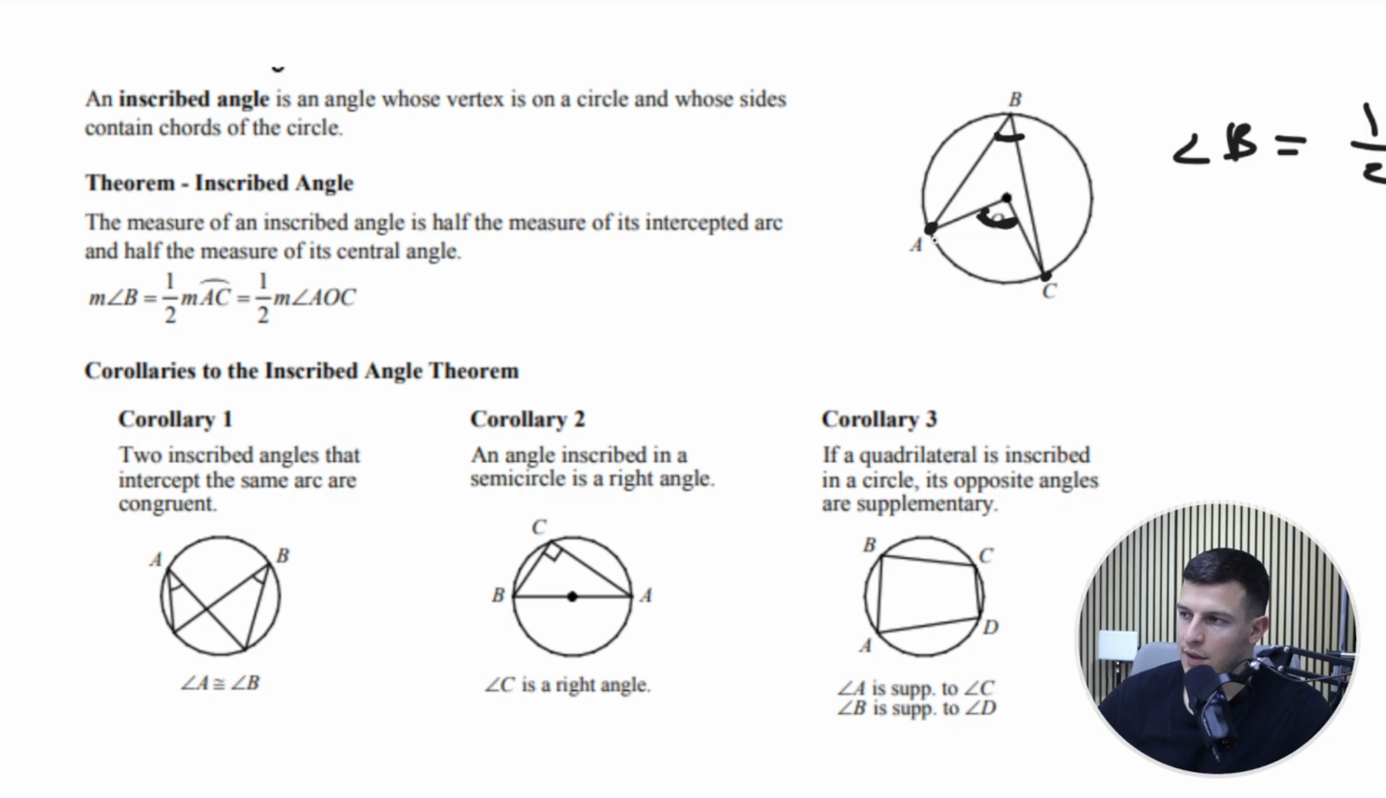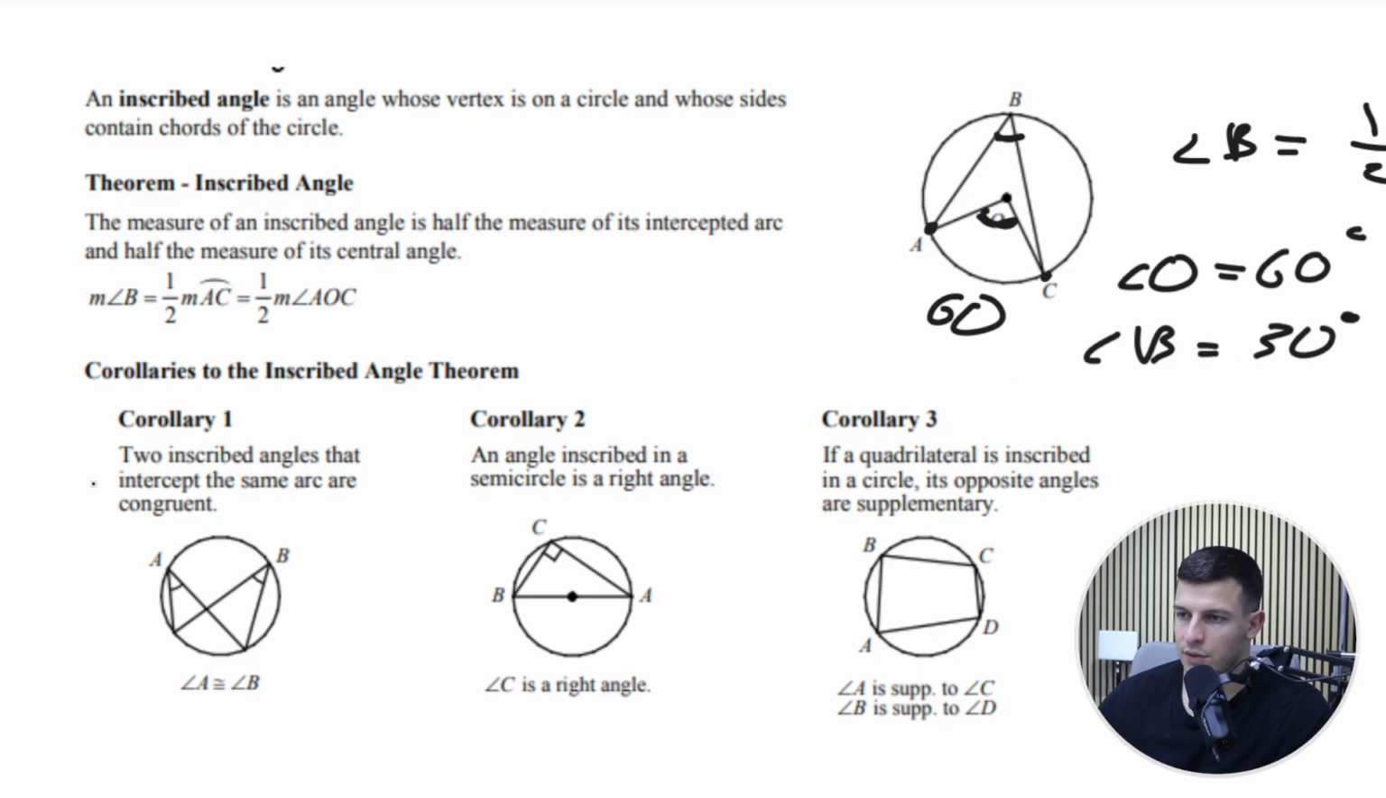And also, this AC, which is a sector or arc, this arc has a degree, for example, 60. Then angle O is going to be 60 degrees. And angle B is going to be half of that, which is 30. Okay, very, very important.